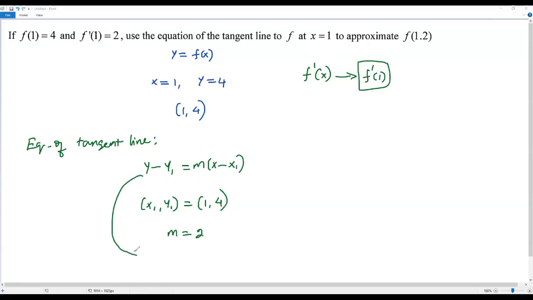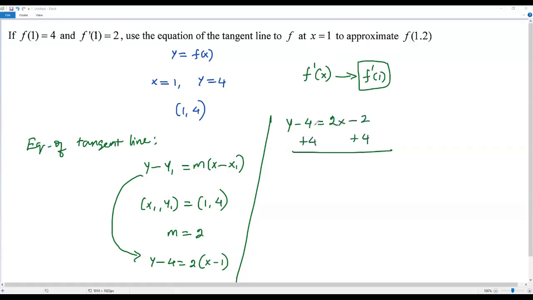Let me do it. y minus 4, since y1 is 4 and m is 2, equals 2 times x minus 1, since x1 is 1. Now let me simplify. y minus 4 equals, distributing the 2 to x and negative 1, 2x minus 2. Now we can add 4 to both sides to get the equation in slope-intercept form. Negative 4 plus 4 cancels, so y equals 2x, and combining negative 2 plus 4, I get positive 2. Now I have the equation of the line in slope-intercept form.